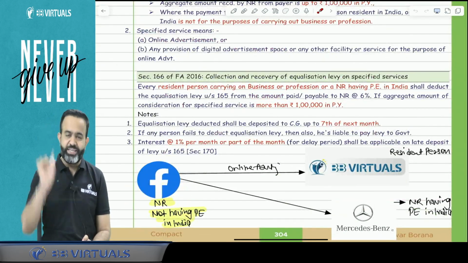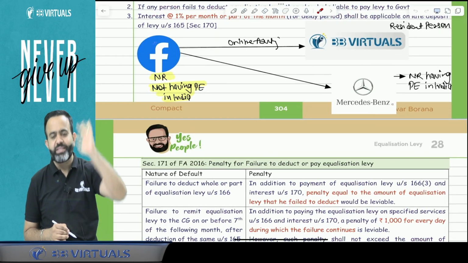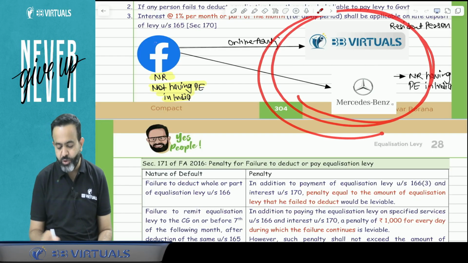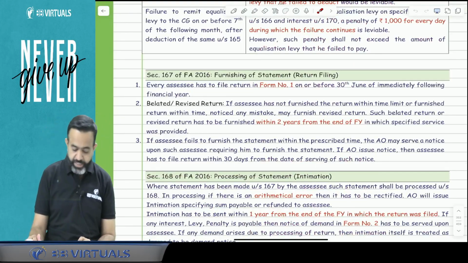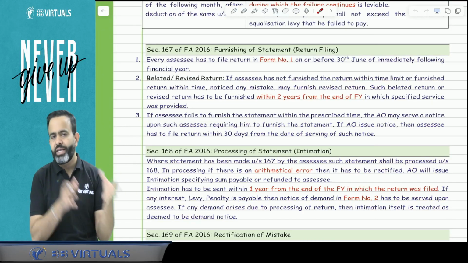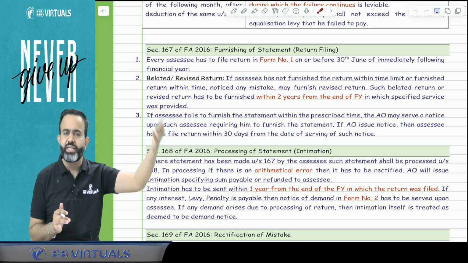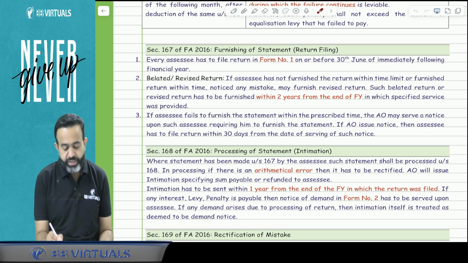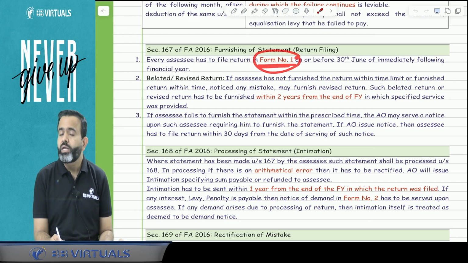Answer is no. Guys, equalization levy is paid by the BB Virtual or Mercedes-Benz India to the government, then the return will be filed by the BB Virtual or Mercedes-Benz, and this return has to be filed by the 30th June of the next financial year. So suppose online advertisement service is provided in the current year, then till 30th June of the next financial year, that equalization levy return has to be furnished by the payer in the form number 1.